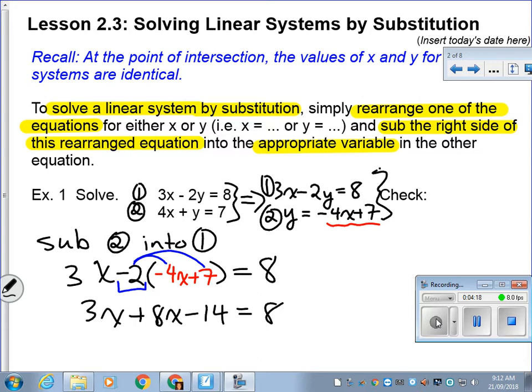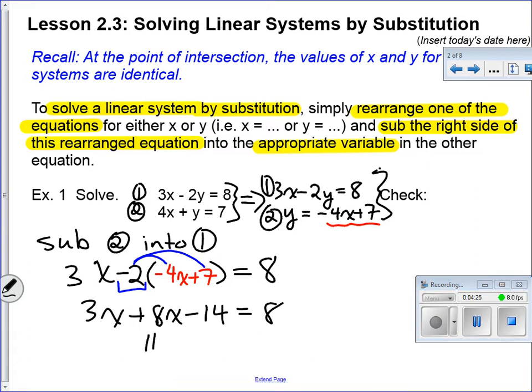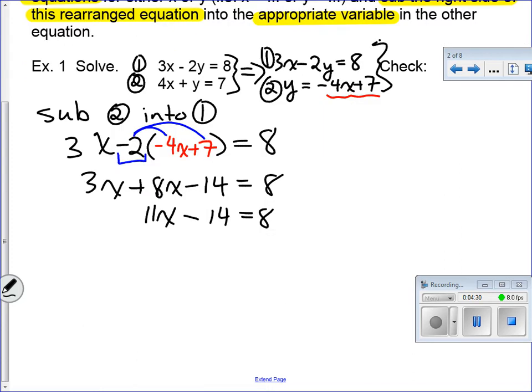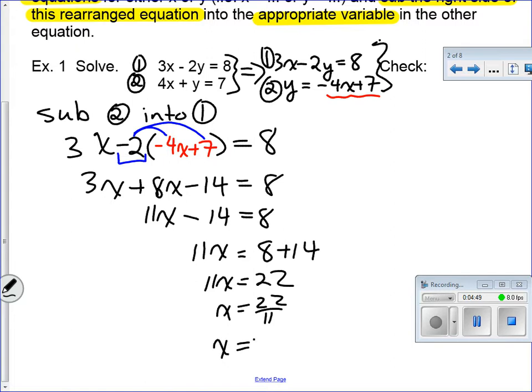Now you're going to collect everything on the left side, collect all the like terms right away. So you should get 11x minus 14 equals 8. Now you're going to take your minus 14 and move it over. So we get 8 plus 14, which is 22. So 11x is equal to 22, and x is equal to 22 over 11, which is 2, which is what we expect.